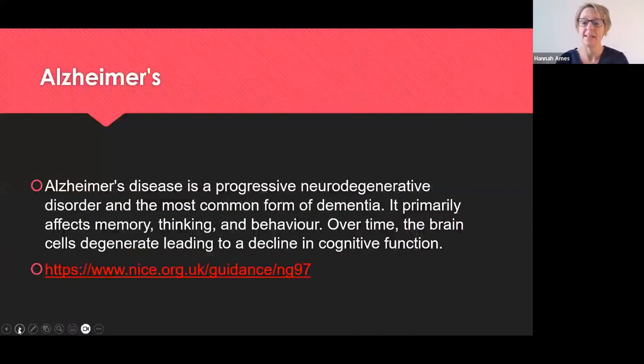So what is Alzheimer's disease? It is a progressive neurodegenerative disorder, and it's one of the most common forms of dementia. It primarily affects memory, thinking and behaviour. And over time, the brain cells decline and you get loss of function and cognitive function.